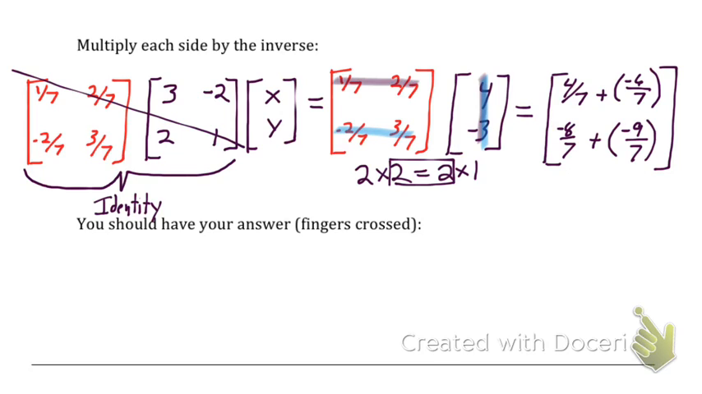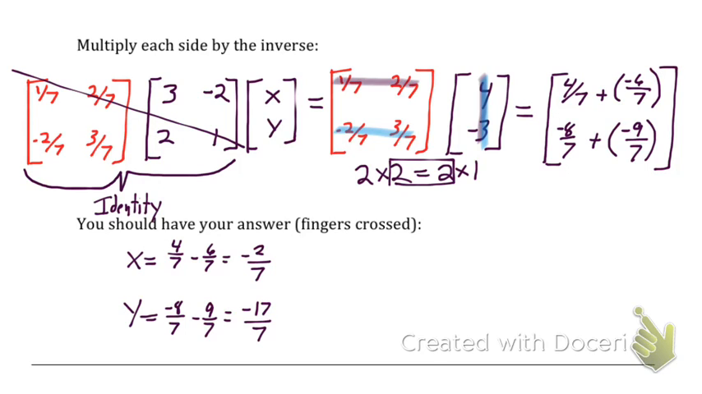And we're done. Because x equals whatever's here, and y equals whatever's here, and that's why we have our solution down here. So x is just going to equal 4/7 minus 6/7, which is a negative 2/7, and our y is going to equal that negative 8/7 minus 9/7, which equals negative 17/7, and we're done.